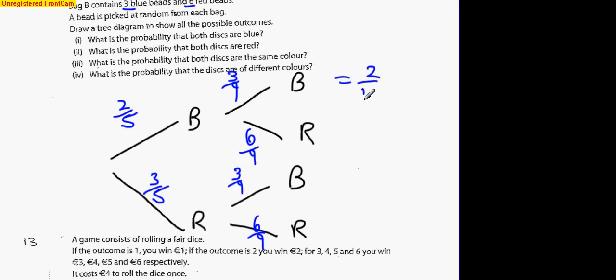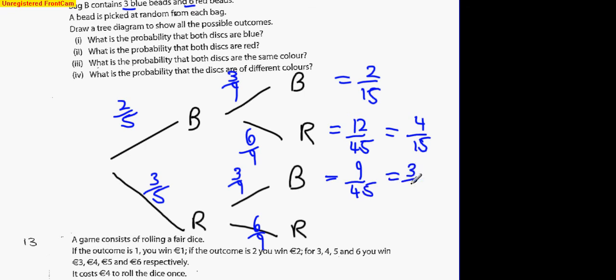The next one is 12 out of 45, which is 4 out of 15. The next one after that is 9 out of 45, which is a fifth, or 3 out of 15. And finally, the last one is 3/5 multiplied by 6/9, which is 18 out of 45, which is 6 out of 15, or 2/5. And all of this adds up to 100%.